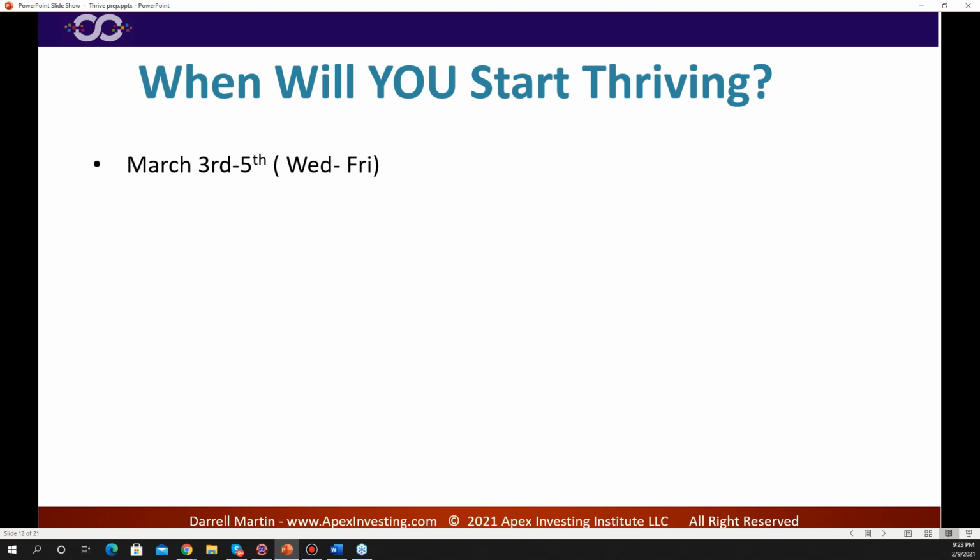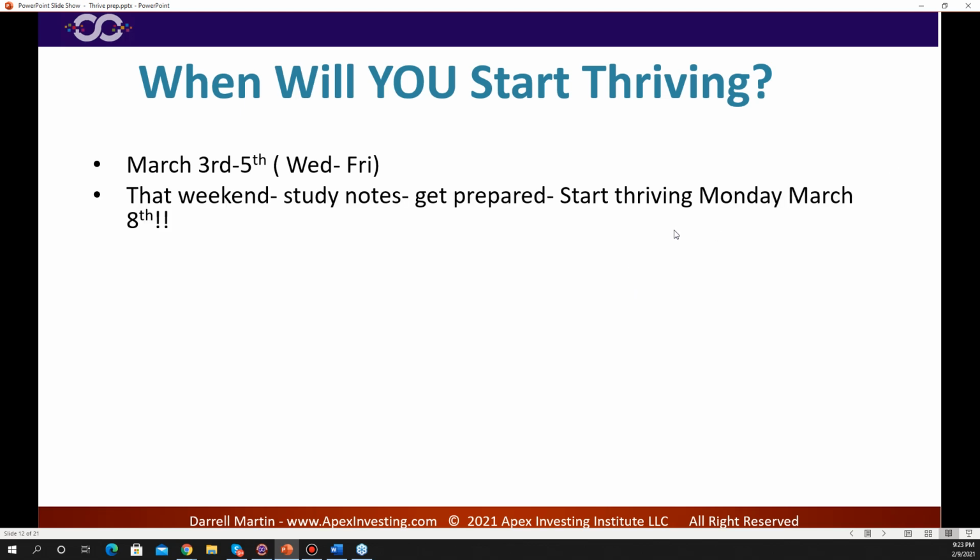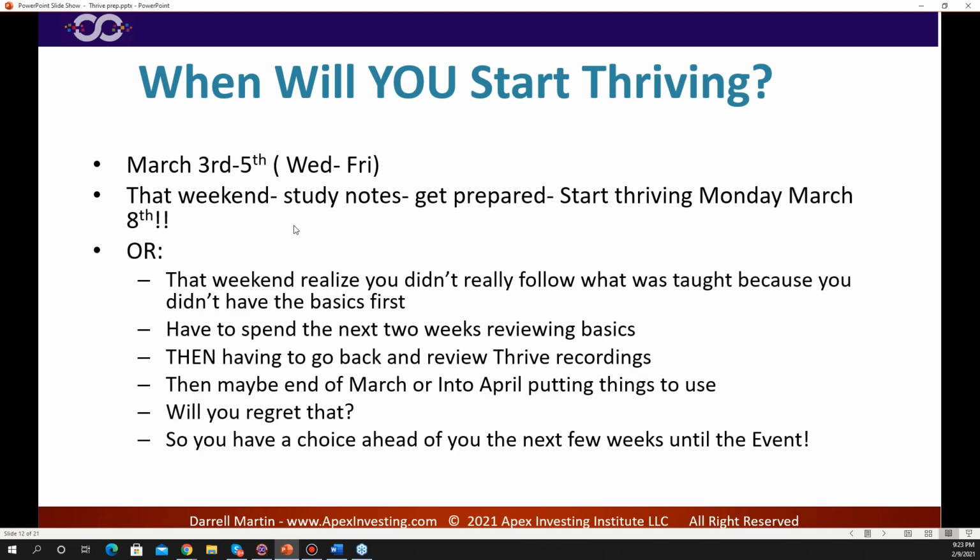Let me write out some things to put in front of my desk. Let me write out some things that are best of the best trades. Let me write out some rules of these things I learned. This is awesome. I'm so stoked. I wish it was Monday morning so I can be putting this to use, right? You understand where I'm going with that? You're going to be so hyped. Study your notes, get prepared for Monday morning, March the 8th, to start thriving March the 8th.